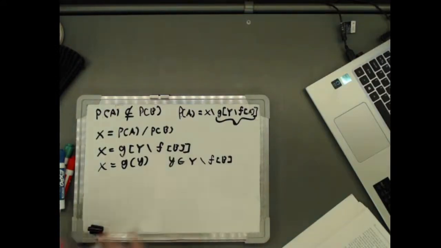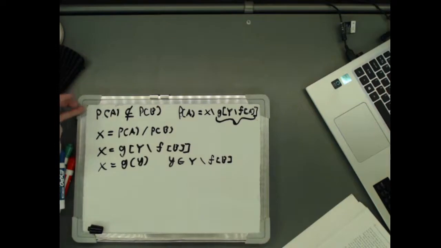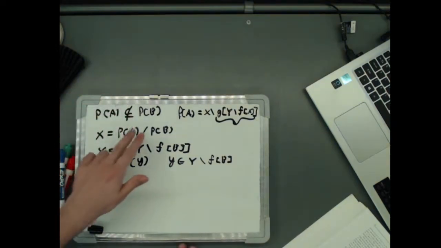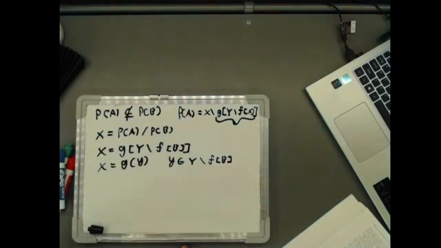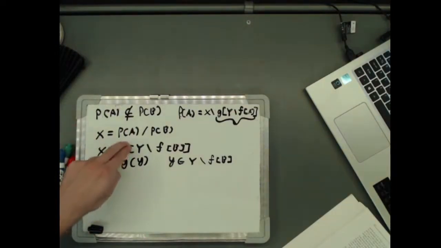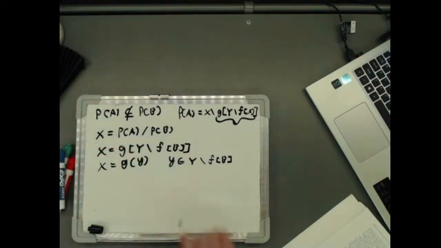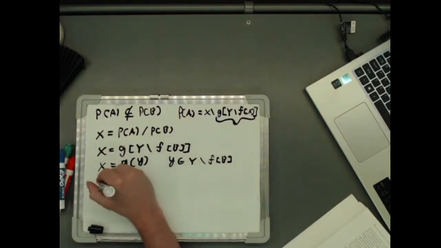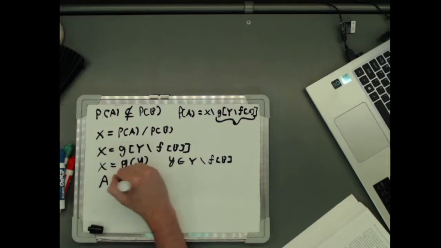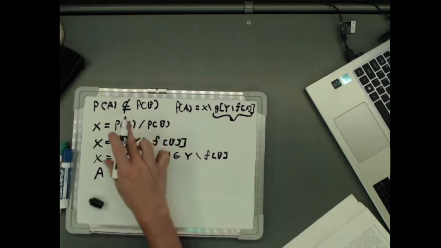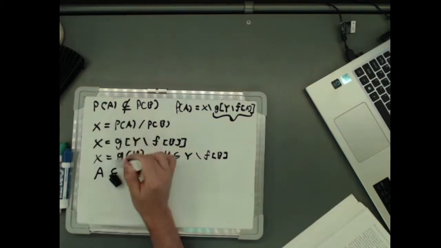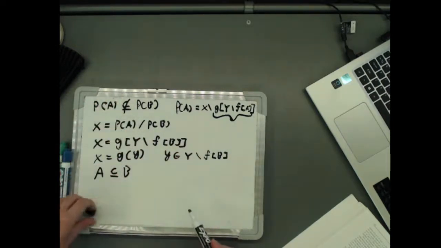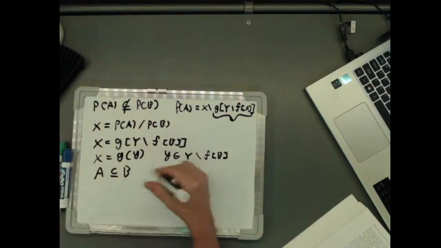So here's where we can start getting to, this is a proof by contradiction. We're assuming X is inside P of A and not inside P of B. We have this, but A is a subset of B. I forgot to write that up here, but that's one of our hypotheses. A is a subset of B, but P of A is not a subset of P of B.